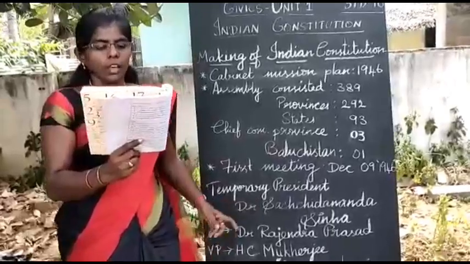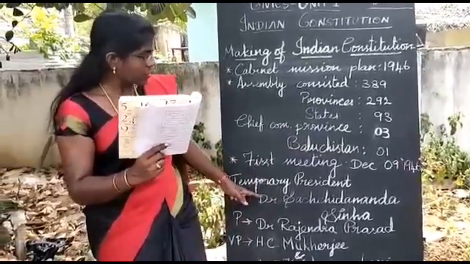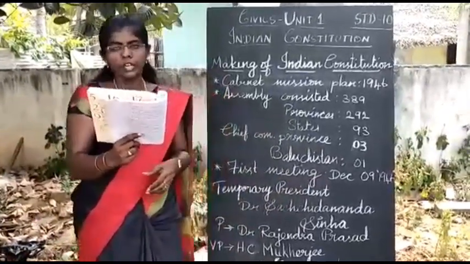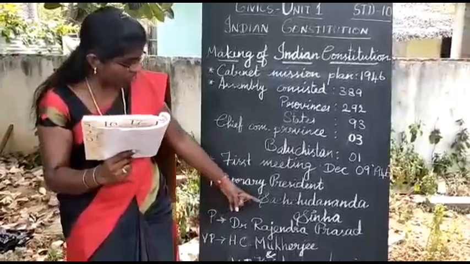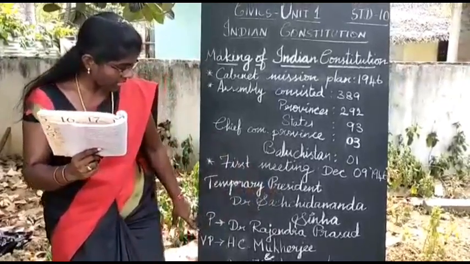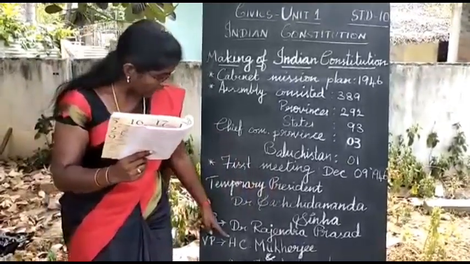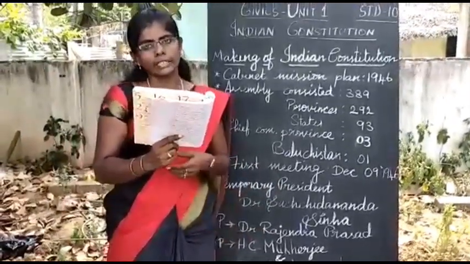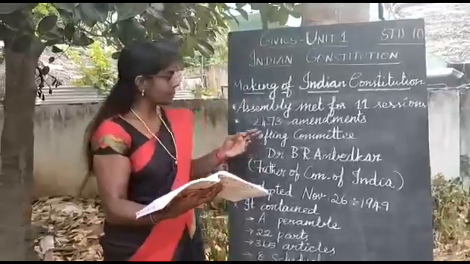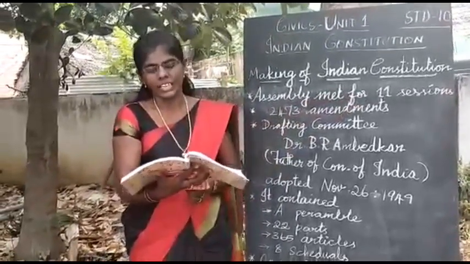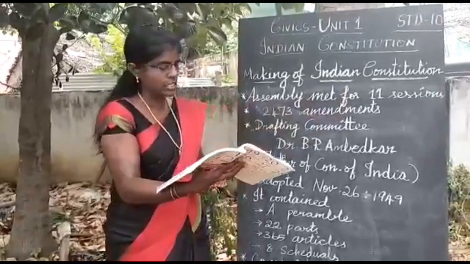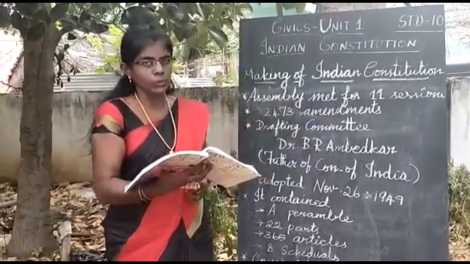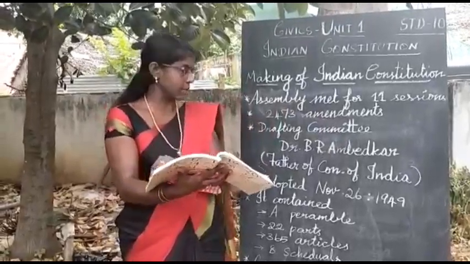During that meeting, the temporary president was Dr. Sachidananda Sinha. While the work was in progress, he died. So Dr. Rajendra Prasad was selected as president, and two of the members, H.C. Mukherjee and V.T. Krishnamachari, were selected as vice presidents. This assembly met for 11 sessions over 166 days. During this discussion, amendments were proposed. 2,473 amendments were made, but only some of the amendments were accepted.